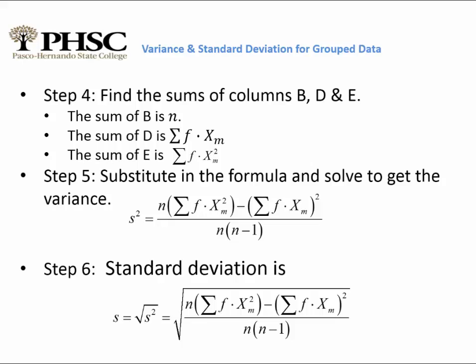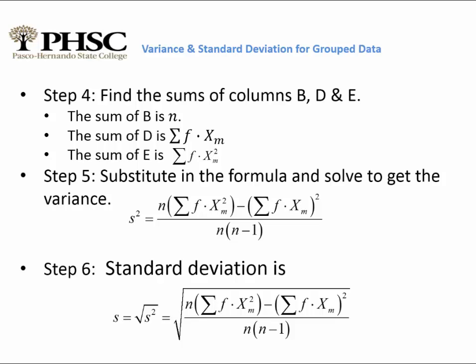In step 5, we're going to substitute the values that we found into the formula. So s squared is equal to n times the summation of the frequency times the midpoint squared, minus the summation of the product of frequency and the midpoint, squared. These two are slightly different. Here we're squaring the midpoint, here we're squaring the whole summation. And then we divide by n times n minus 1. Don't try to cancel these n's out, okay? You can't do that. And the standard deviation is just the square root of that value.